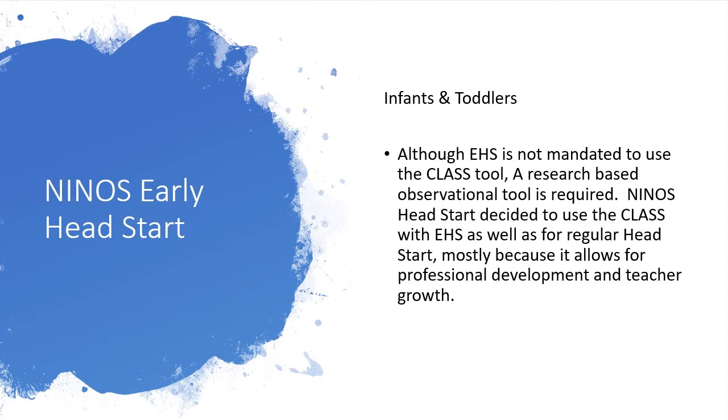But a research-based observation tool is required. So, since we were already using the one for preschool, and we like the reliability of it and what it does, it's the best tool for learning. Head Start decided to use the CLASS with Early Head Start as well, because we were already using it in Early Head Start, and mostly because it allows for professional development and teacher growth. The teacher can see what areas they're lacking in, and you can help them and guide them so they can do better, to better themselves as teachers and to do some professional growth.